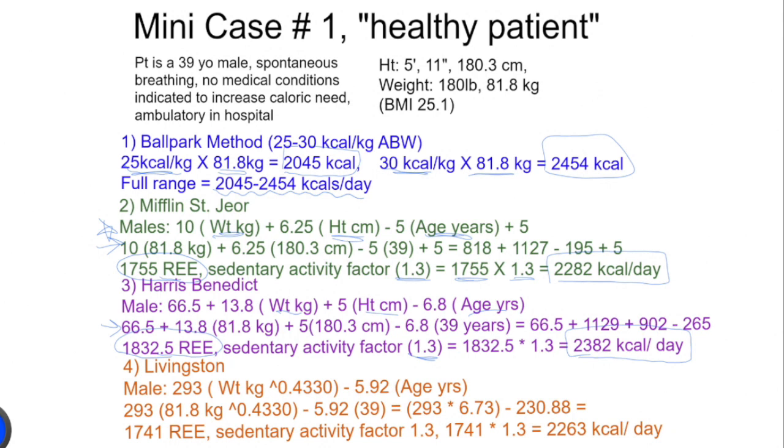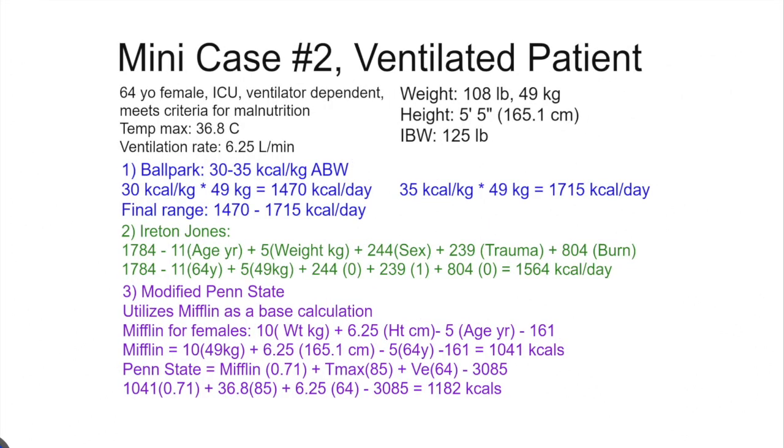So for this situation, even though the difference is very slight, about 20 calories of difference, we are going to go ahead and opt to use the Livingston equation for this particular patient because this patient is basically within a normal BMI range, and so this might be slightly more appropriate for them and would have a slightly higher accuracy than Mifflin St. George. So next, let's talk about our mini case number 2, which is a ventilated patient.